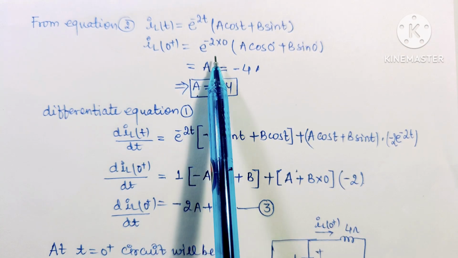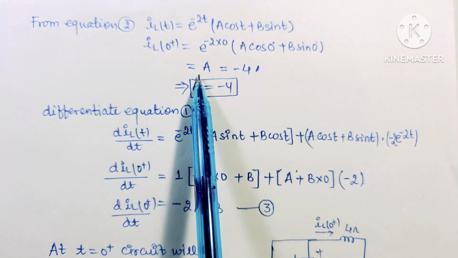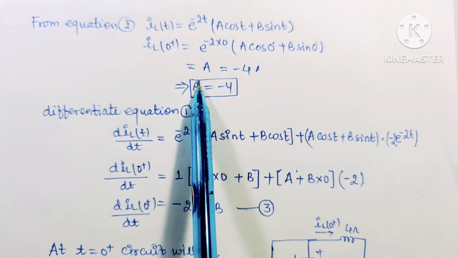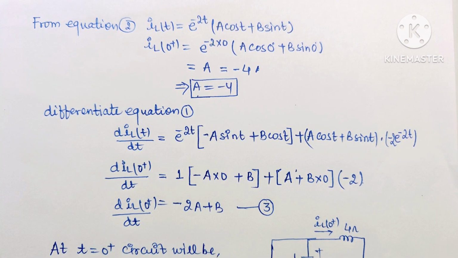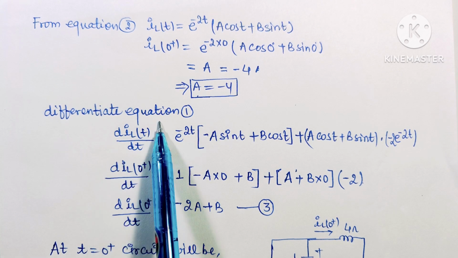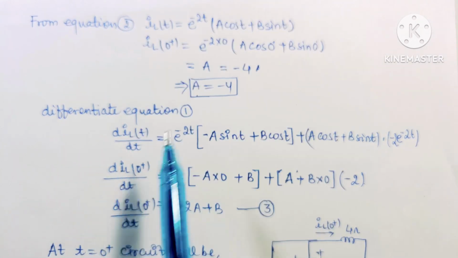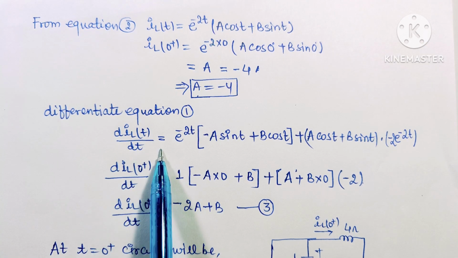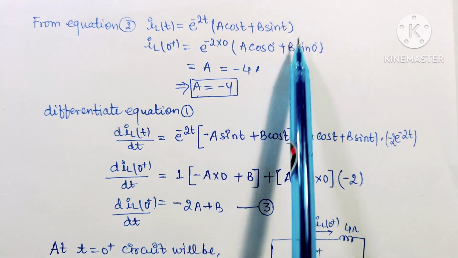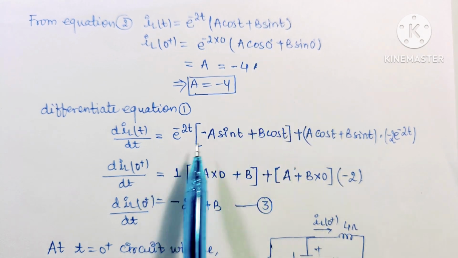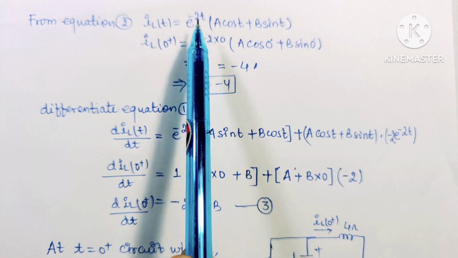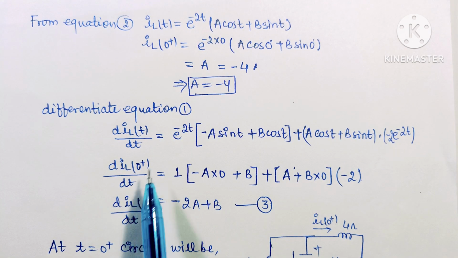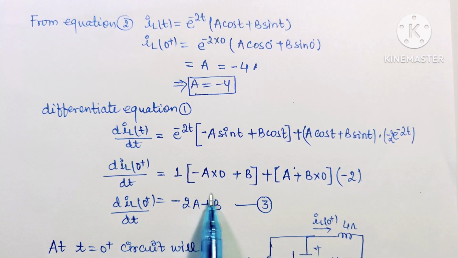Then its value will become A, and we have found in our initial condition that IL0 plus is equal to minus 4. So A value will be equal to minus 4. Now if we differentiate this equation number 1, then it will become dIL by dt equal to e to the power minus 2t into the differentiation of the term in brackets, plus the second term into the differentiation of e to the power minus 2t, which is assumed here as the first term. So we put t equal to 0 second here, then this equation will be equal to minus 2a plus b.